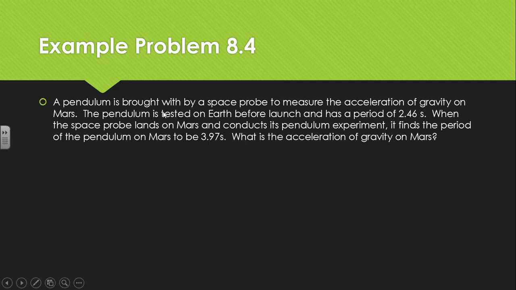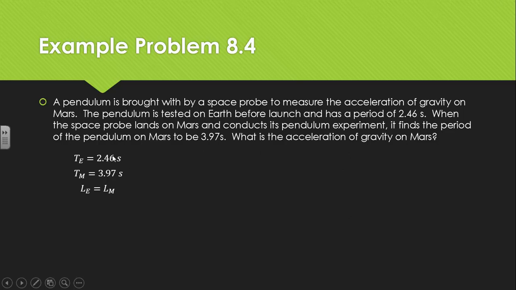Here we have a pendulum that's brought by a space probe to measure the acceleration of gravity on Mars. And it's worth pointing out that this has actually happened. On one of these space probes that we've sent to Mars, there was a pendulum on there. We brought it up there just to measure the acceleration of gravity. The pendulum is tested on Earth before launch and it's found to have a period of 2.46 seconds. When the space probe lands on Mars and conducts its pendulum experiment, it finds that the pendulum now has a period of 3.97 seconds. And it wants to know what is the acceleration of gravity on Mars.